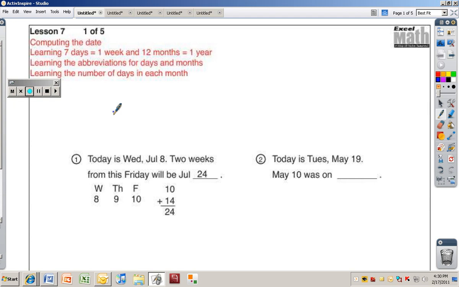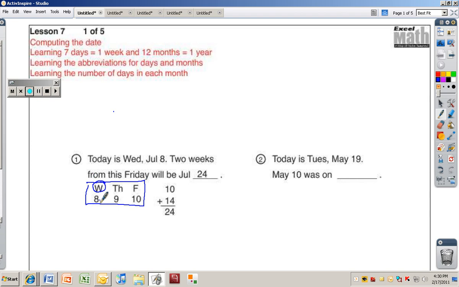Let's take a look at our first sample problem. Number 1, today is Wednesday, July 8th. 2 weeks from this Friday will be July 24th. How do you figure out that problem? Well, first of all, if today is Wednesday, July 8th, you're going to write a W for Wednesday and make a little mini calendar to start off.